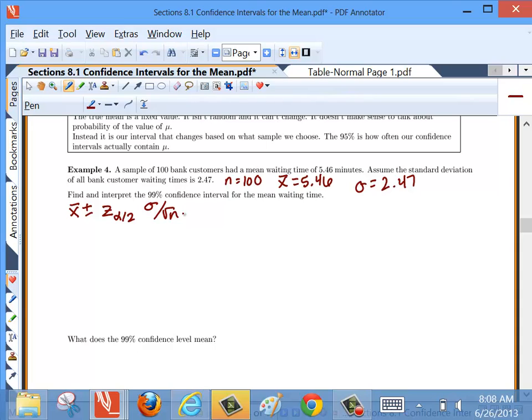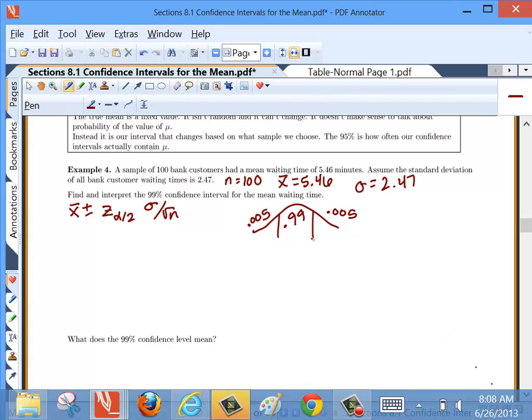Okay. Let's start by drawing a picture. How much area do I want in the middle? 99%, so 0.99. So how much is going to go in each tail? If I do 1 minus that, I get 0.01, and then I have to divide that by 2. 0.005, correct?